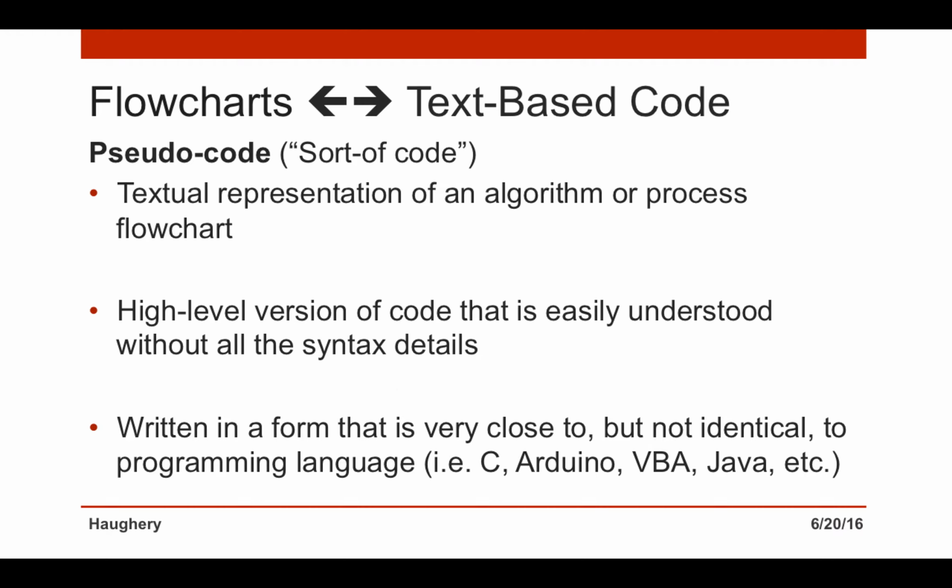One topic I want to just touch on, we'll get more involved in this in the second half of the semester, is flowcharts to text-based code and the relationship that they hold to each other. This term pseudocode, basically sort of code, it's a textual representation of an algorithm or process flowchart. So it's using words to describe an algorithm or a program or a process. And usually it's a high-level version of code, and it's in words that we as humans understand. Even if we understand the programming language, it's even a simpler version of the programming language.